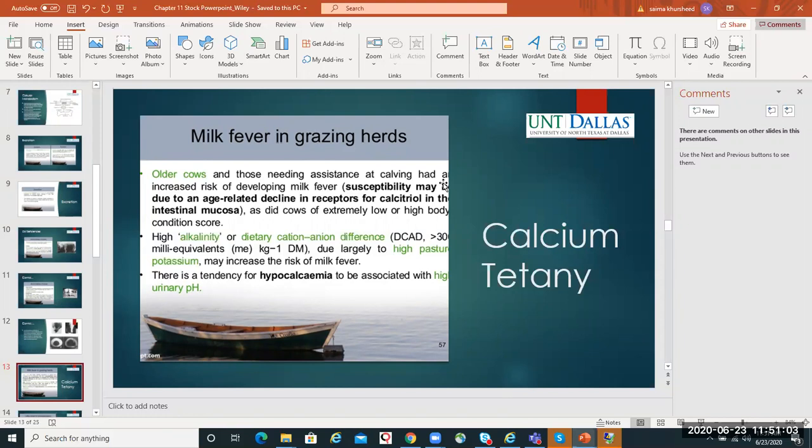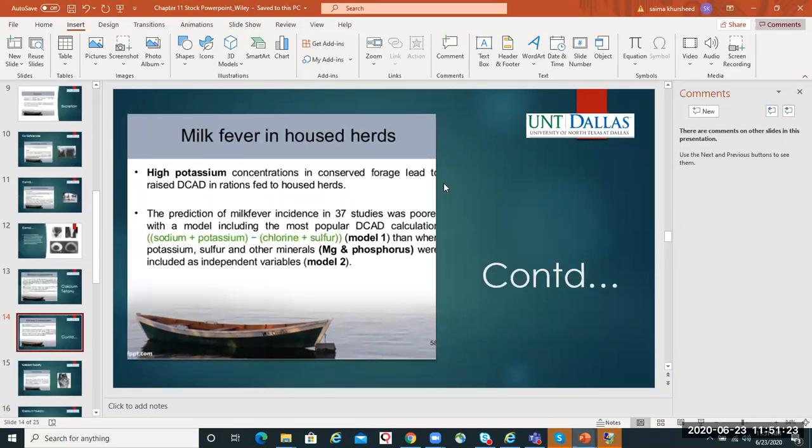So high alkalinity or dietary cation-anion difference, due largely to high potassium, may increase the risk of milk fever. There is a tendency for hypocalcemia to be associated with a high urinary pH. This high potassium concentration in the conserved forage leads to raised DCAD rations fed to the housed herds.